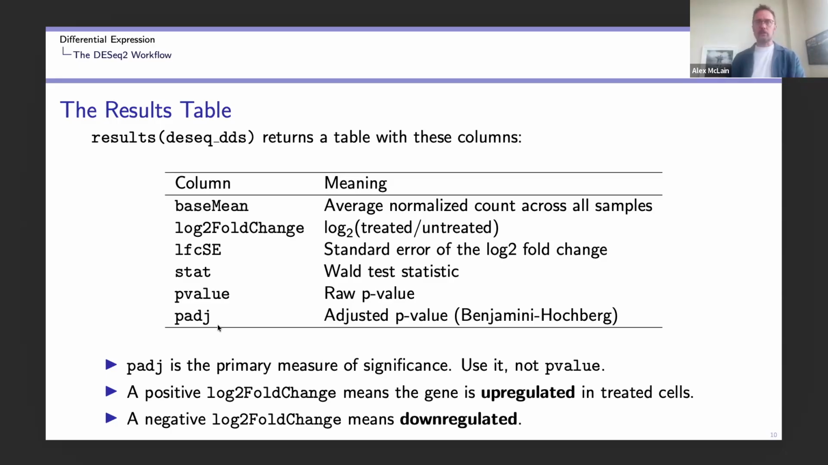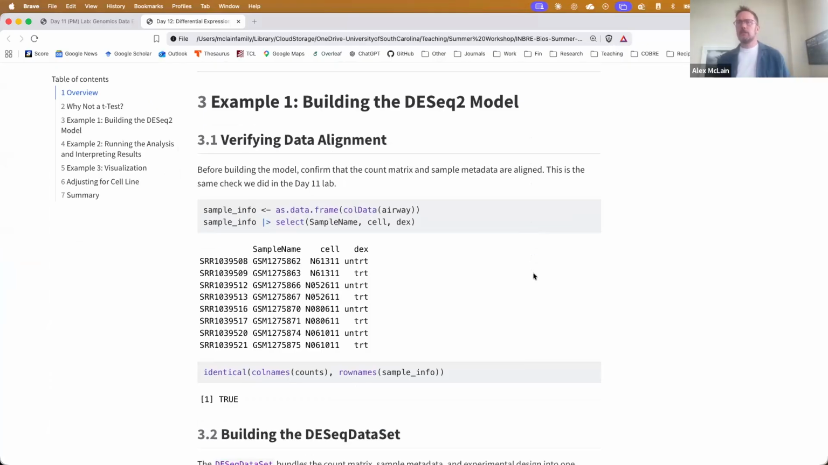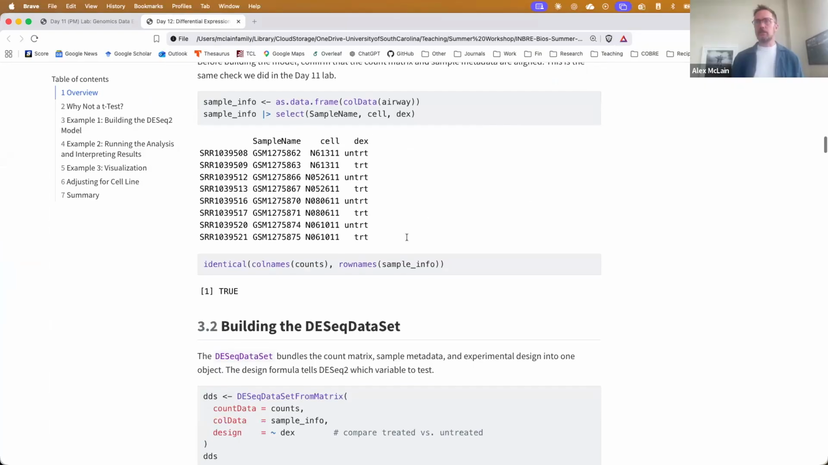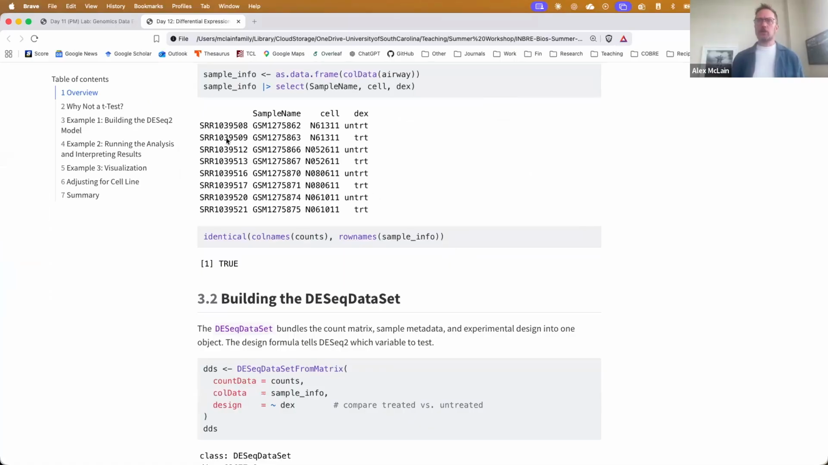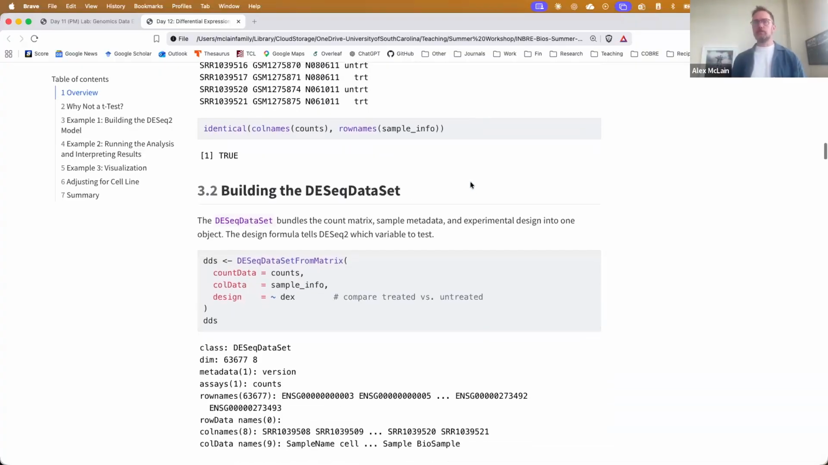So let's take a look at how this looks for the data we're going to have. First thing we want to do is verify the alignment. We want to make sure the sample metadata are aligned with the rest of the data. And here, the counts and the sample metadata are aligned. We should also ensure that the rows are aligned with the row information. That's another point that we want to do.